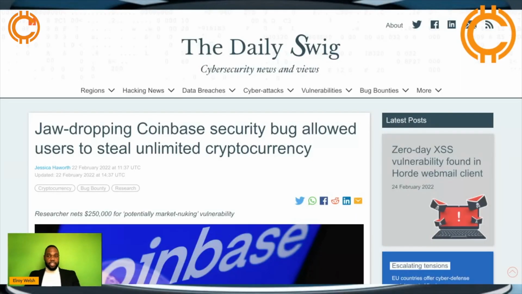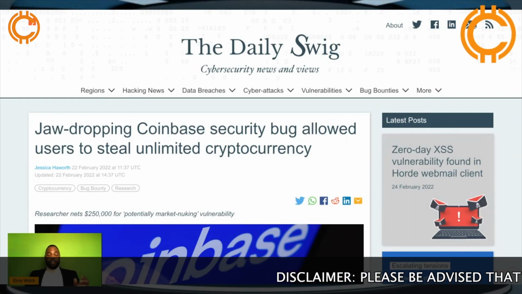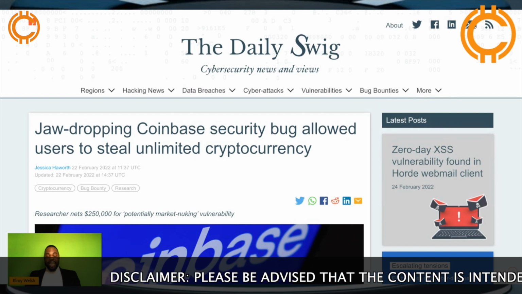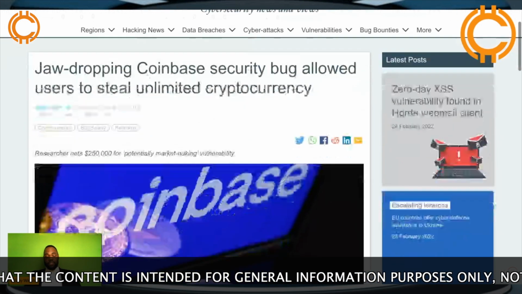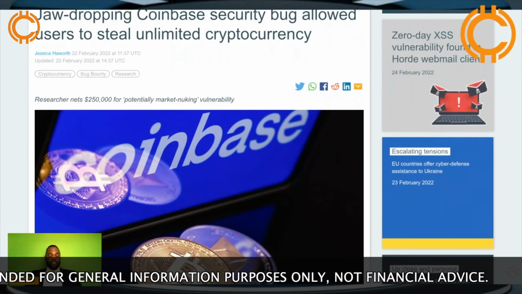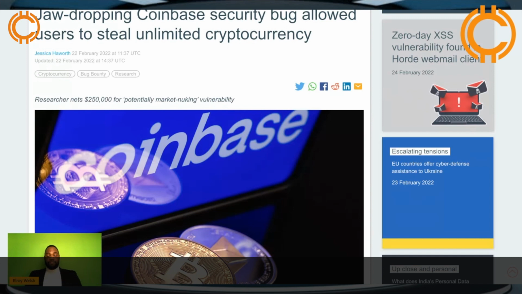I'm going to pull the story up onto the screen, so it's going to pop up in a second. All right, so the title reads, "Jaw-dropping Coinbase security bug allowed users to steal unlimited cryptocurrency. Researcher nets $250,000 for potentially market nuking vulnerability."